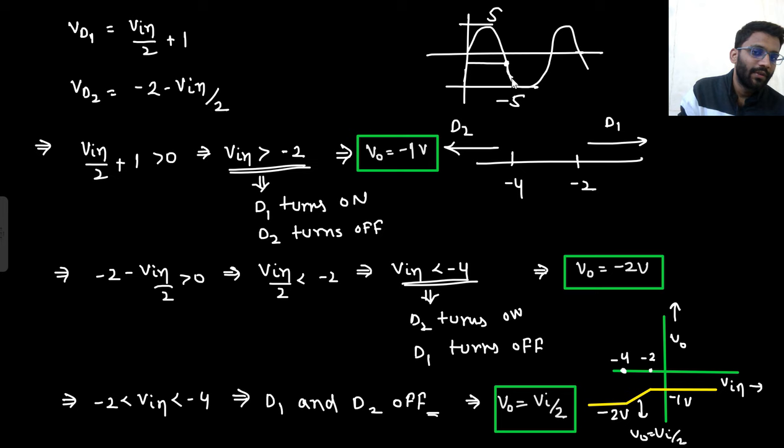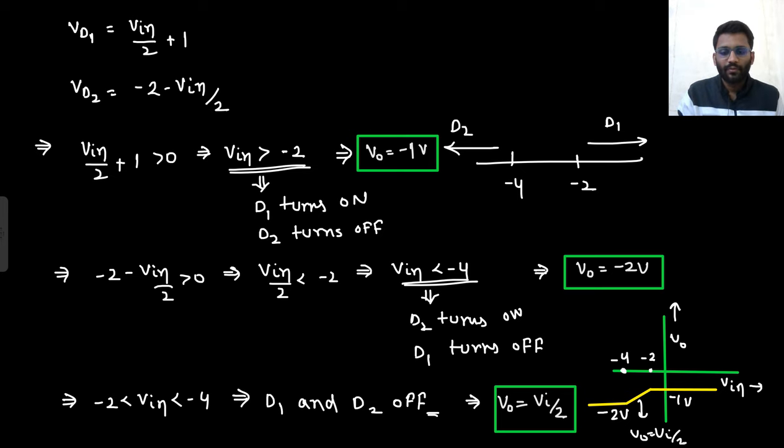In between, from minus 2 to minus 4, let's assume this is minus 4, in this much of value it will give you half of the input. And after that, if it is less than minus 4, that means minus 4 and going down, then it will give you minus 2 only. So this is how the graph will go. I can make the graph in the next page, so let's make the graph in the next page.